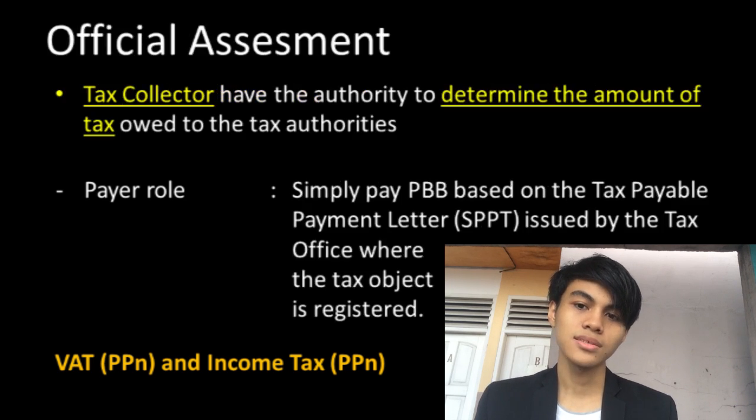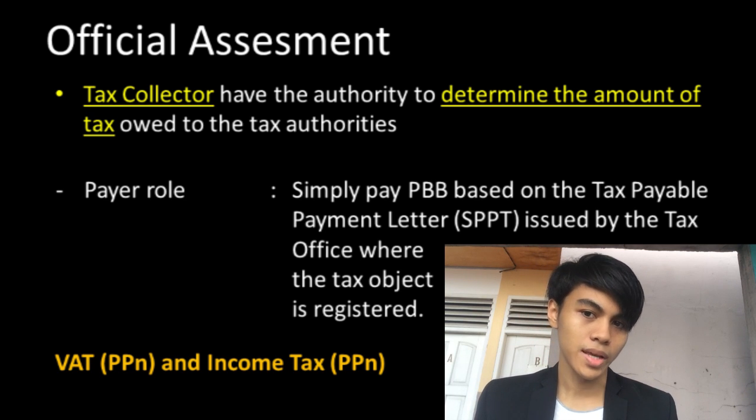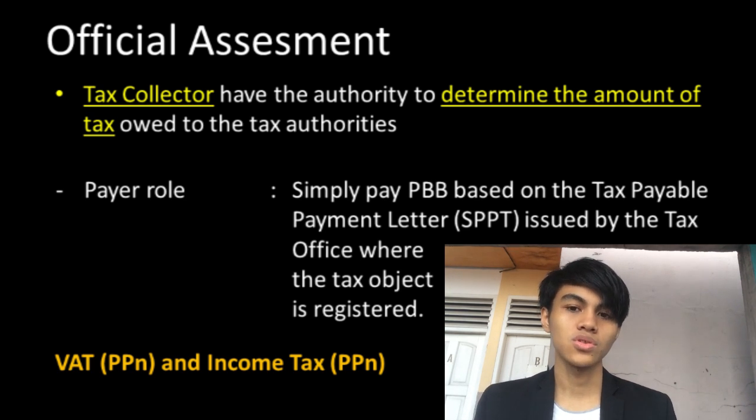The second one is the official assessment system. It is basically the reverse of self-assessment, and the taxpayer here simply pays the amount of tax they owe to the government, which is previously determined by the government itself. So basically the taxpayer's or society's role is simply to pay what the government said. Examples are local taxes such as land and building tax, and also vehicle tax that people usually need to pay at a certain time each year.